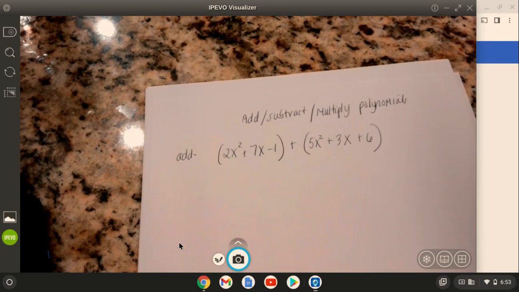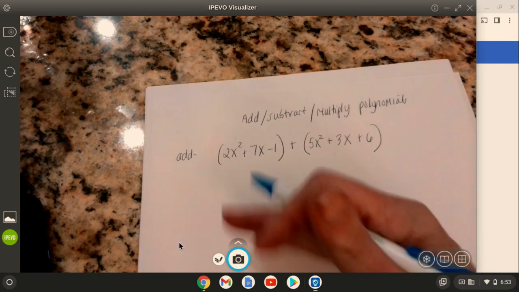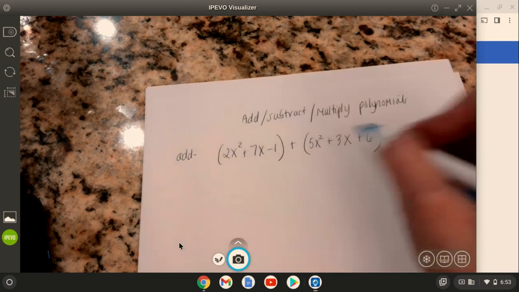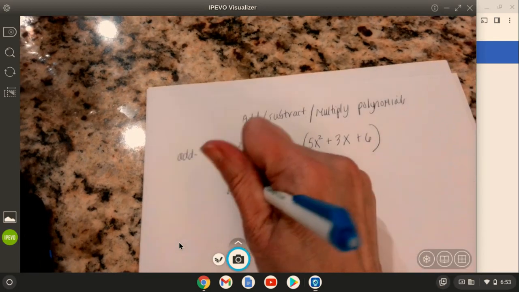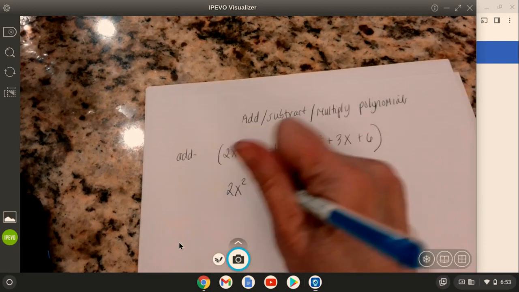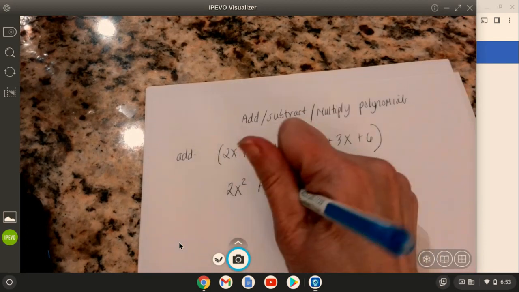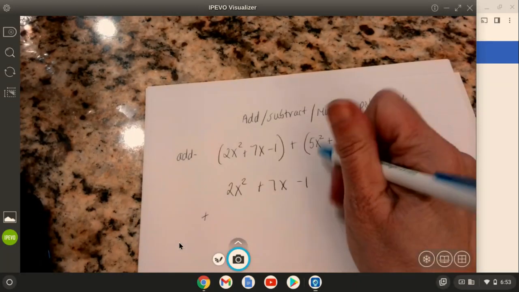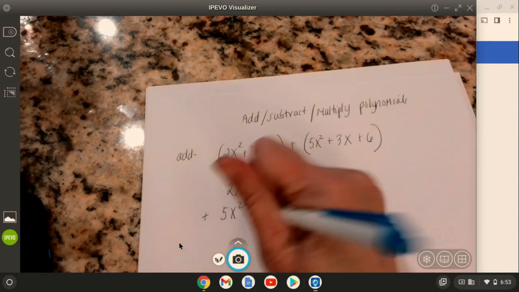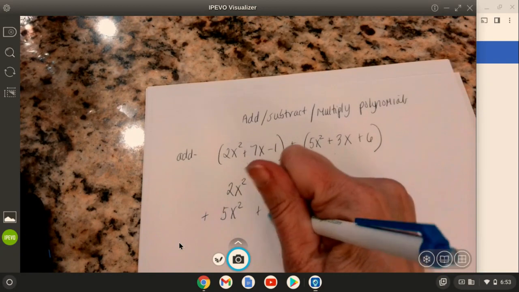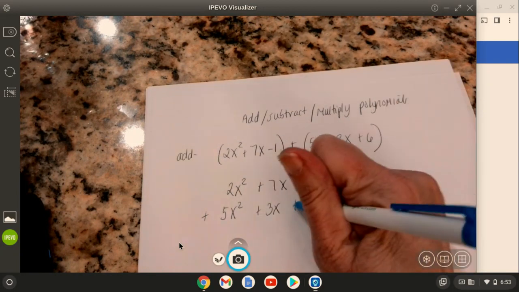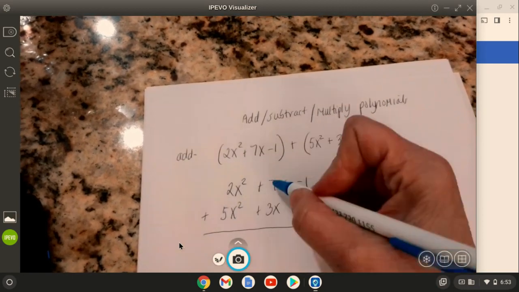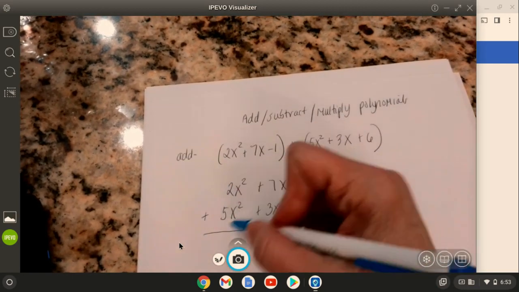constant numbers. Some people like to write it out, like separate it out, so I want to go ahead and do that for you. Other people can just look at it, but until you get good at it, if I rewrite this, 2x squared is my x squared term, 7x, minus 1. Then I'm going to line up my x squareds and my numbers.